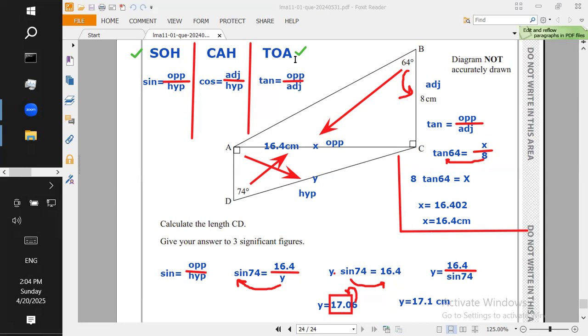And this is how you answer a question like this. So focus on the trigonometric ratios and focus on the triangles that you have in front of you and focus on the lines that you have, because each pair of lines will help you choose the right trigonometric ratio for the answer. And this is how you answer a question like this.